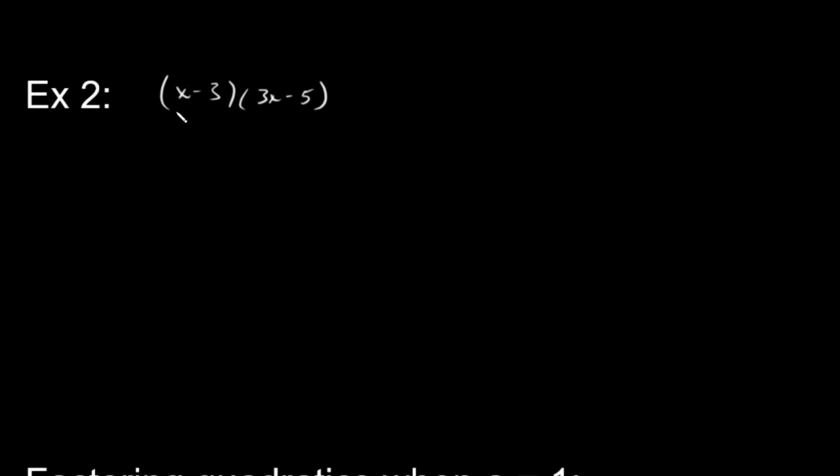So first things first, you distribute the first term in the first binomial to everything in the next binomial. x times 3x is 3x squared. x times negative 5 is negative 5x. Then distribute the negative 3, don't forget the negative, to everything in here again. So negative 3 times a positive 3x is a negative 9x. And then negative 3 times negative 5 is a positive 15.